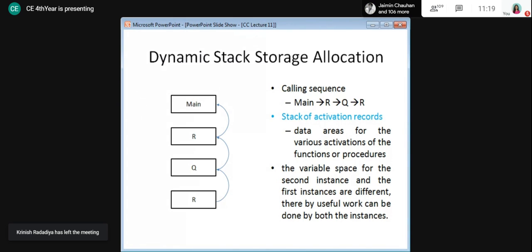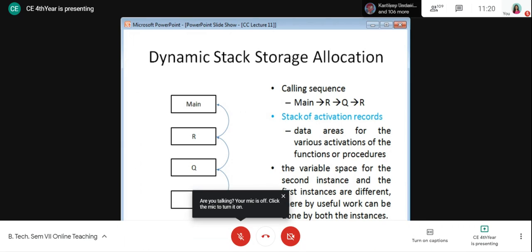So once a function or a procedure is called, an activation of the same is created and a stack of it is maintained. Following this? The variable space for the second instance and the first instance is different. Over here we can see that we are making two calls to the procedure R. One is called from main and one is called from Q. But when we are looking at the sequence, at the same time the first instance and second instance of R is alive, right? So here we are not going to override the content.